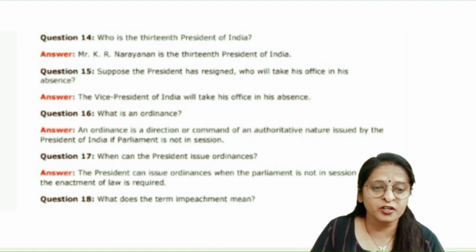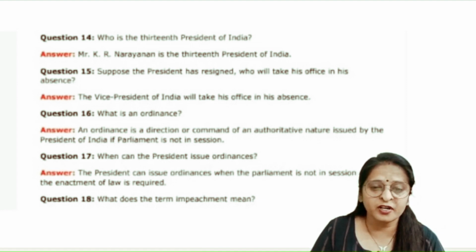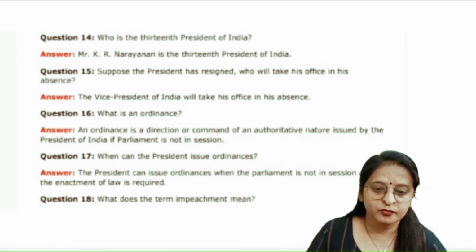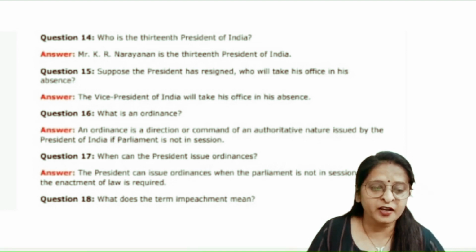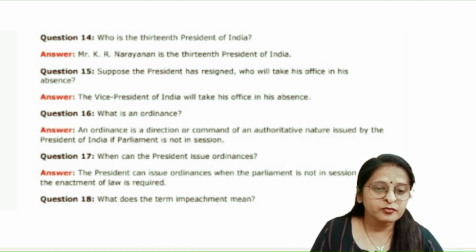What is an ordinance? An ordinance is a direction or command of an authoritative nature issued by the President of India if Parliament is not in session. Next question, when can the President issue an ordinance? The President can issue ordinances when the Parliament is not in session and the enactment of law is required.